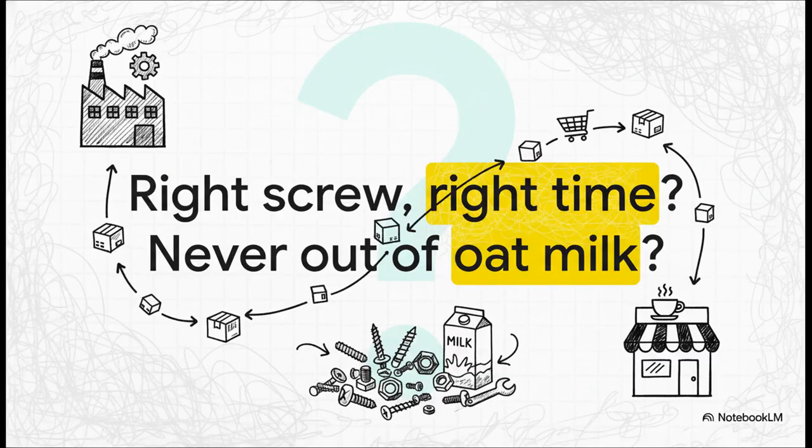Have you ever stopped to think about this? Seriously, how does a massive car factory have the exact screw it needs right when the assembly line is ready for it? Or on a smaller scale, how does your favorite local coffee shop never seem to run out of oat milk? It honestly feels a bit like magic, right? But it's not magic. It's a system, a really, really smart system. And it's what keeps businesses, big and small, from grinding to a halt.